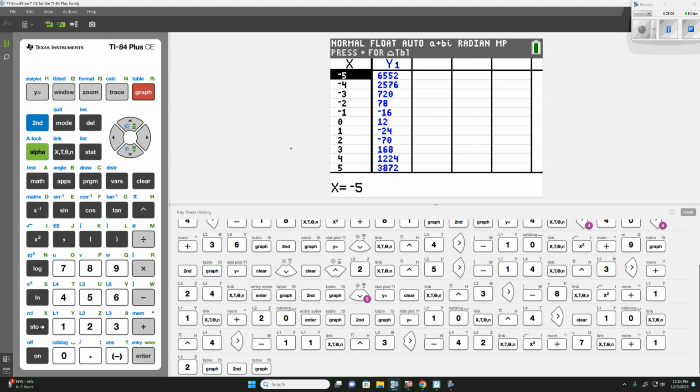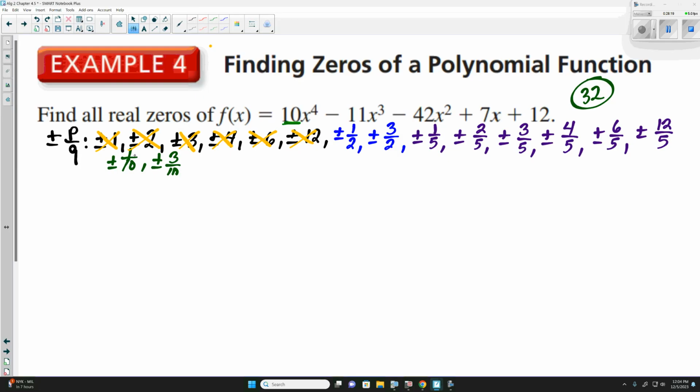12, -12 does not work. And if we scroll down, 12 doesn't work. So what it's told us is none of these here work. None of these solutions work.